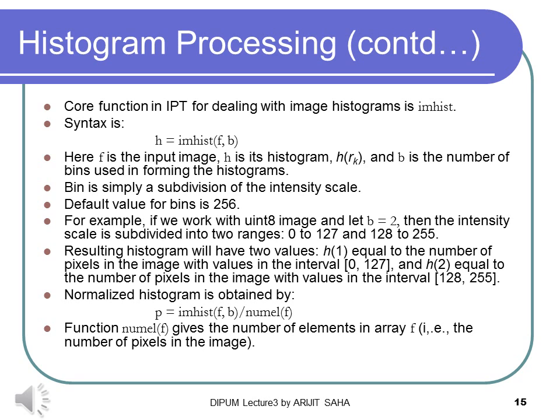For example, if we work with a uint8 image and let b = 2, then the intensity scale is subdivided into two ranges, 0 to 127 and 128 to 255. The resulting histogram will have only two values. H1 equals the number of pixels in the image with values in the interval 0 to 127, and H2 equals the number of pixels in the image with values in the interval 128 to 255. A normalized histogram is obtained by imhist(f, b) divided by numel(f). The function numel gives the number of elements in the array f.